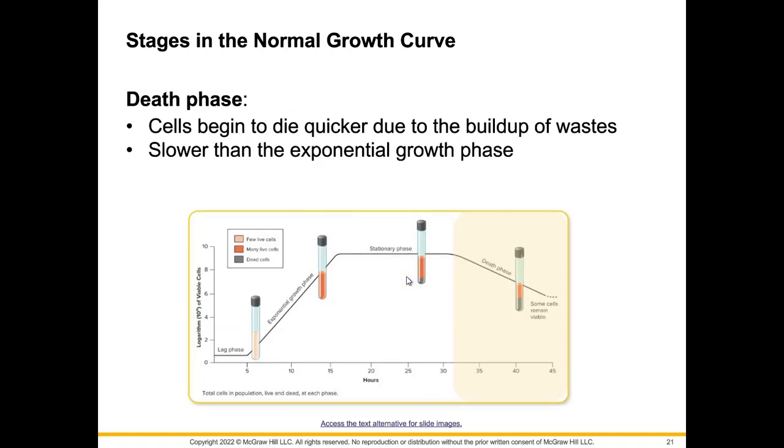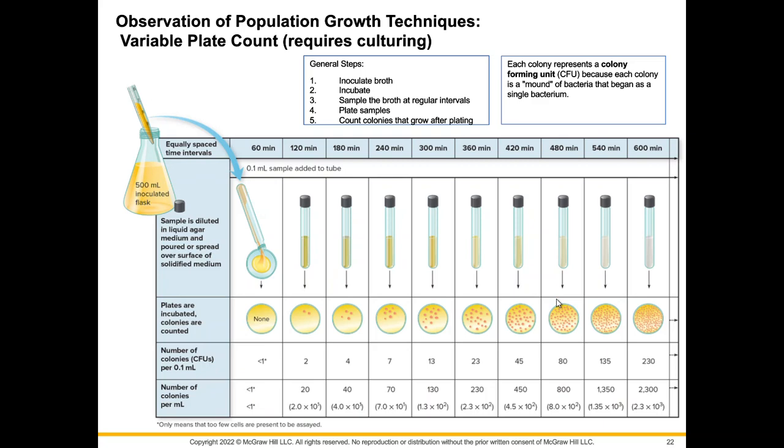And then eventually we see the death phase. Now you see the population number is declining. They begin to die quicker and quicker because of the buildup of waste, and so we don't see a whole lot of new cell division. It's more death than it is binary fission. So we're going to see eventually these cells are going to be depleted in numbers. All right, so that is our typical pattern that we would see in a microbial population growing over time.